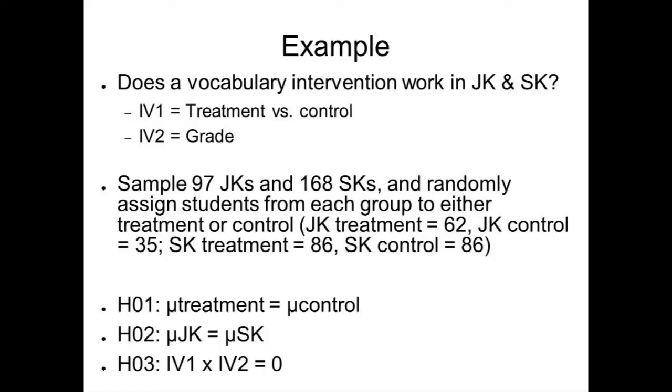Next, we set up our null hypothesis. In this case, because we have multiple independent variables, we're going to have multiple null hypotheses. The first two are pretty intuitive based on what we've been doing so far. The mu for treatment is equal to the mu for control. The mu for JK is equal to SK. The big difference here is this third one, and it's saying that the interaction between the two independent variables will be 0. In other words, that one independent variable won't behave differently depending on the other independent variable. As we go through and explain it, I think that'll make more sense.